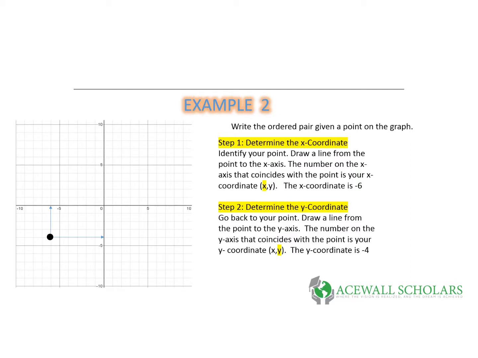Now to determine the y-coordinate, you go back to your point, draw a line from the point to the y-axis. The number on the y-axis that goes with the point will be your y-coordinate, and in this case the y-coordinate would be -4. And that means the ordered pair would be (-6, -4).